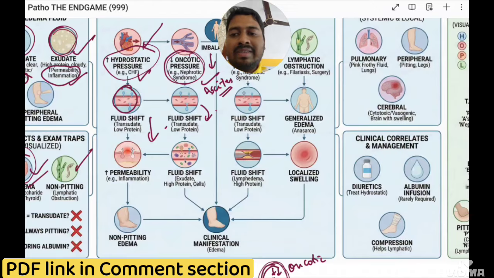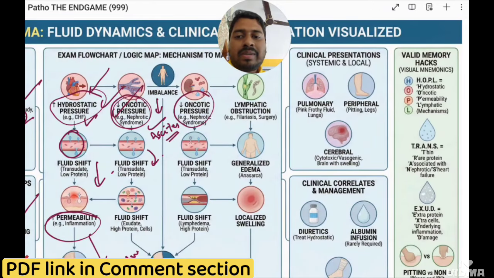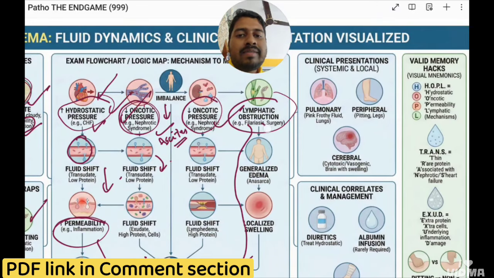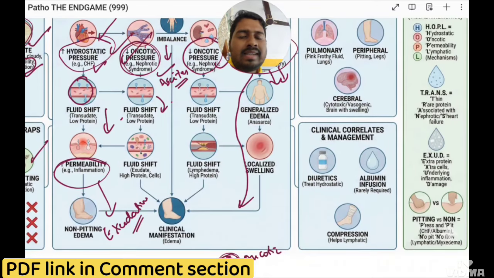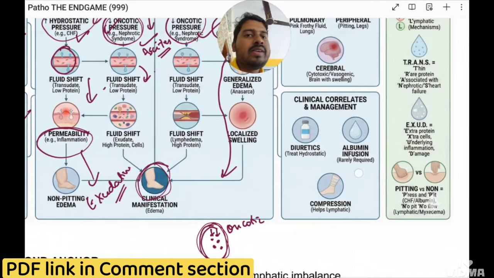And if it is complicated with inflammation, then it causes the exudative type of edema. If only permeability is affected because of hydrostatic and oncotic pressure, with no leakage, then it will cause transudative edema. Similarly, decreased oncotic pressure in nephrotic syndrome we have already discussed. One more is lymphatic obstruction, where it can cause generalized edema also. This lymphatic obstruction can be seen in filariasis and surgery. Most commonly it is localized. So these are the final target points for edema.